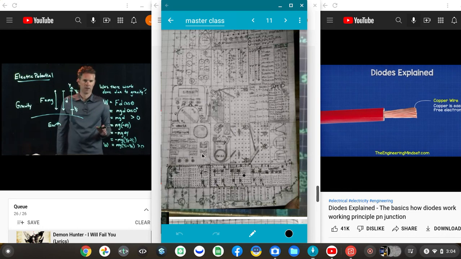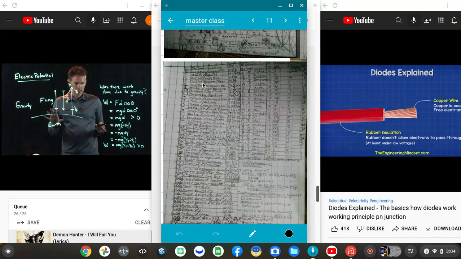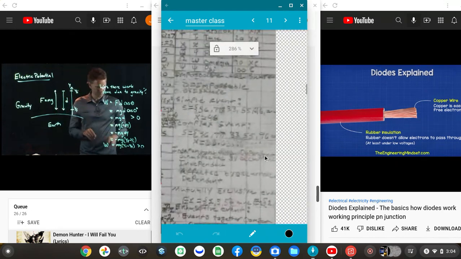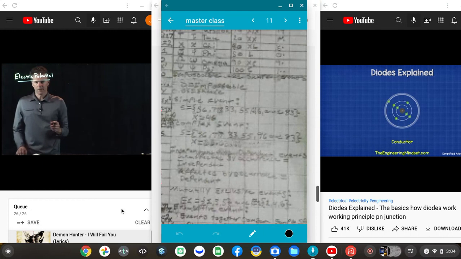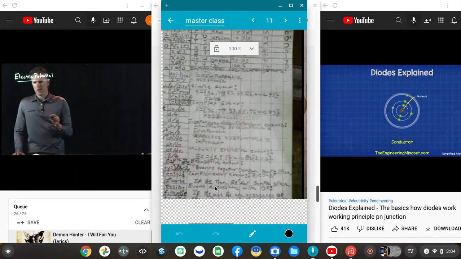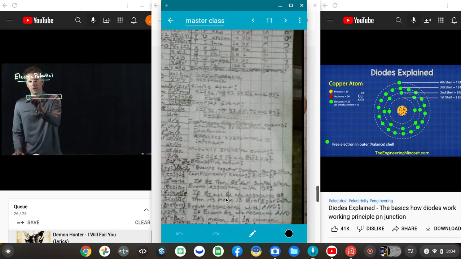Now, let's do the analogy between this gravitational problem and an electric field problem. Let's ask the following question. Let's say I have a bunch of charge sitting here exclusively on this plate.